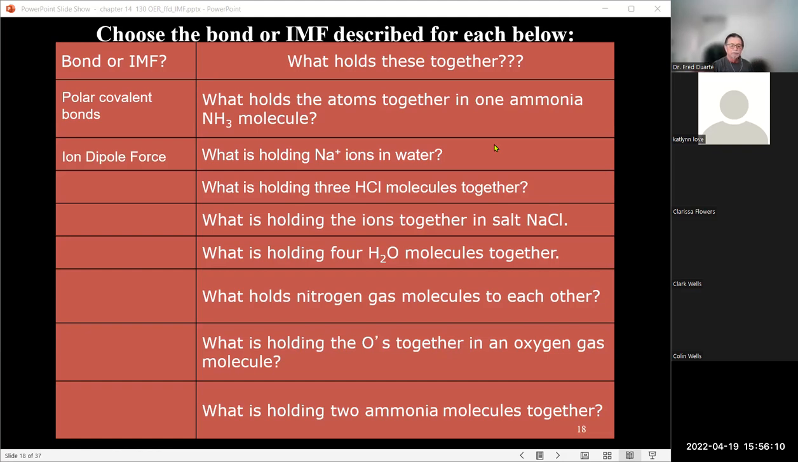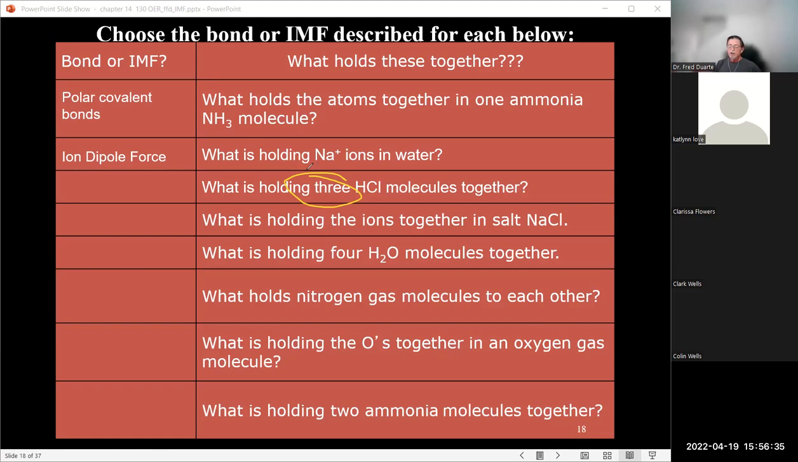All right, so next question. What is holding 3 HCl molecules together? All right, so they're talking about holding 3 of them together. So obviously we're not talking about the bond between hydrogen and chloride, but we are talking about the interaction between molecules of HCl. So that's an IMF, okay?